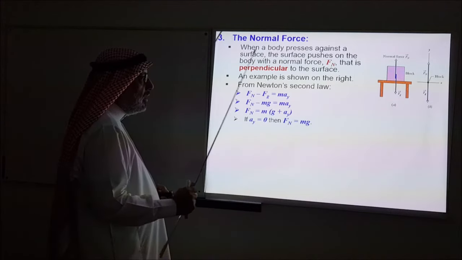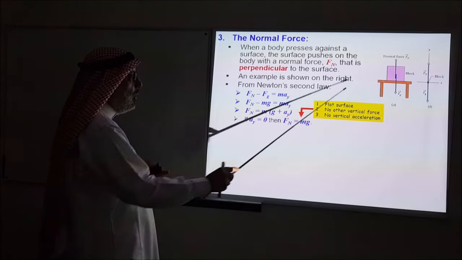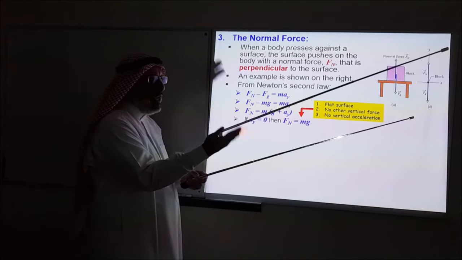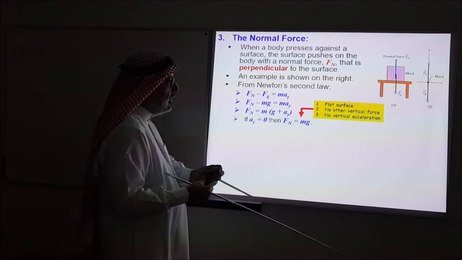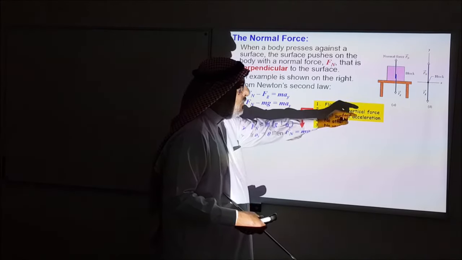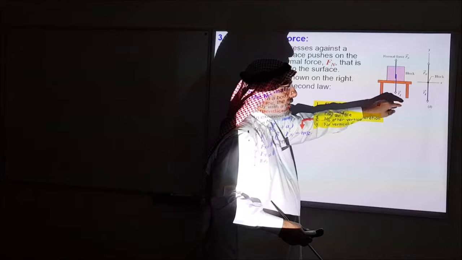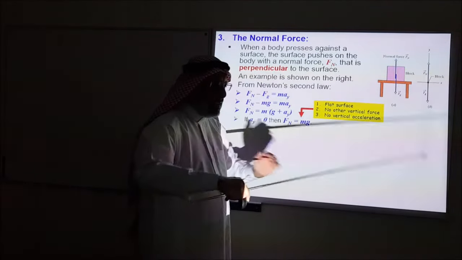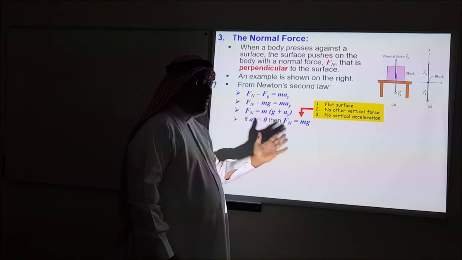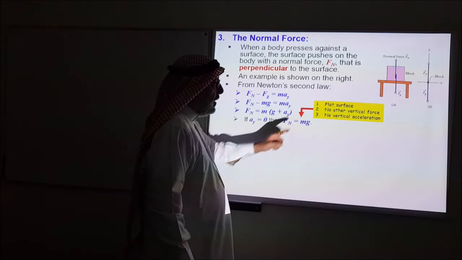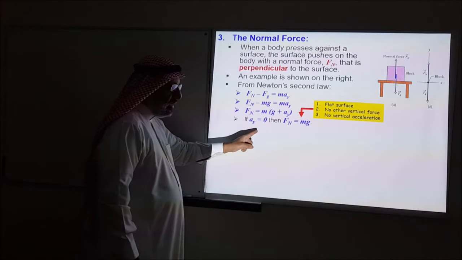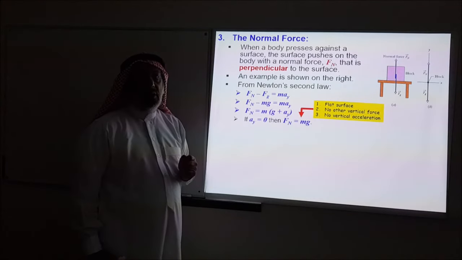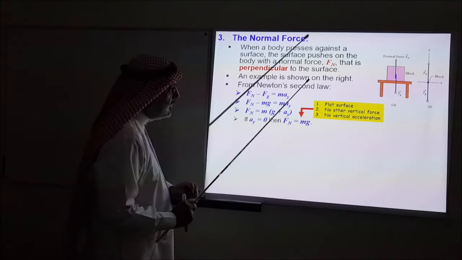That's correct in this situation because of three things. First, we have a flat surface. If the surface is tilted, we will have cosine or sine of theta there. Second, there is no other vertical force. It's only the normal force and the gravitational force. But if I am pushing down on the block so we have an extra force, the situation will be different. One more thing, there is no vertical acceleration like we said in here. If there is vertical acceleration, then the normal force will not be equal to the gravitational force. So keep that in mind, please.